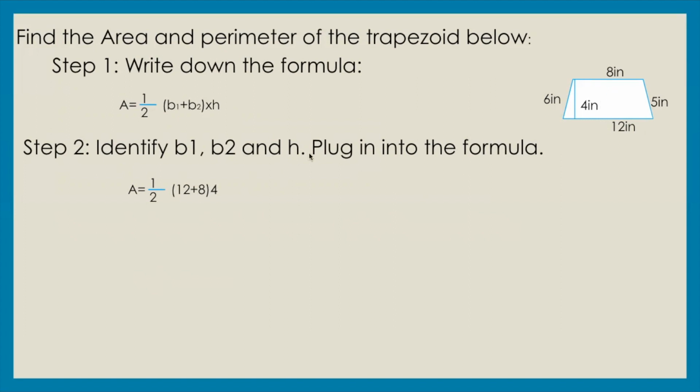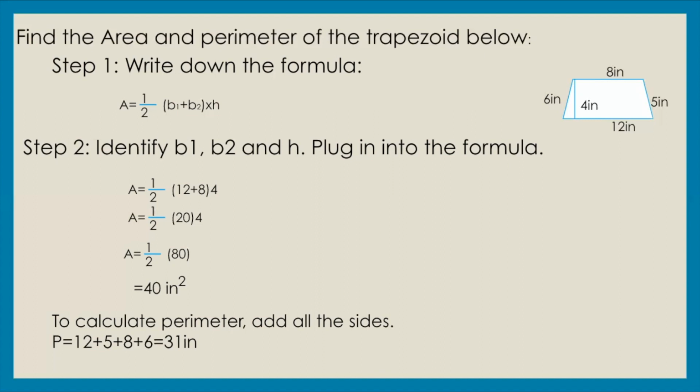So we go ahead and plug in those numbers in the formula. Half, B1 is 12 and B2 is 8 and height is 4. Now we can do the calculation. First, we have to get rid of the parentheses. So we are going to add 12 and 8, which will give us half times 20 times 4. Then we can multiply 20 and 4 to get 80 and divide 80 by 2 to get 40. So the answer is 40 inches square.